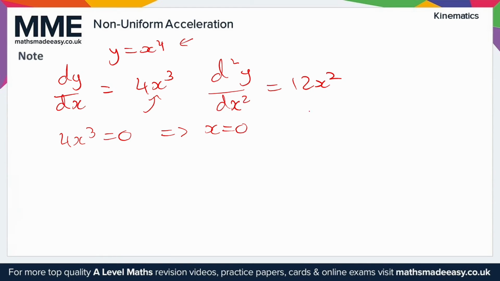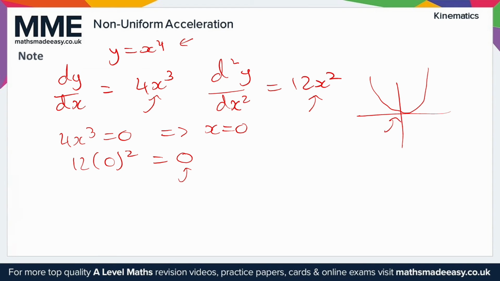Okay, so if we sub x equals 0 into this, what happens? Well, 12 times 0 squared is 0, times 12 is 0. So you would naturally say this is a point of inflection. However, if you look at the graph of y equals x to the power of 4, it looks something like that. It's obviously quite a rough sketch, but it looks quite similar to a y equals x squared graph, perhaps a little bit steeper. You can see this isn't a point of inflection.